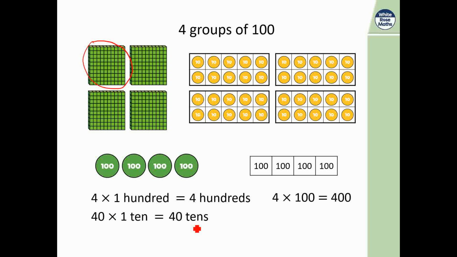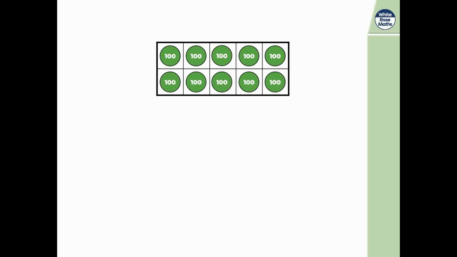40 times 10 equals 40 tens. This is the same as 400, yeah? Because this is 10, and times by 40 equals 40 tens, yeah? Or you could just put times here, yeah? And you still get from that 400. It's the same. Okay, 40 times 10 equals 400.